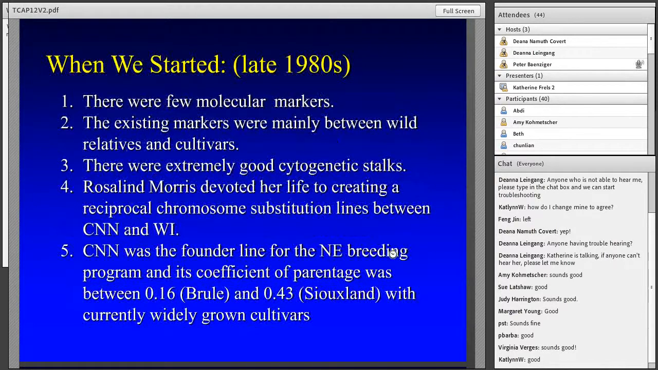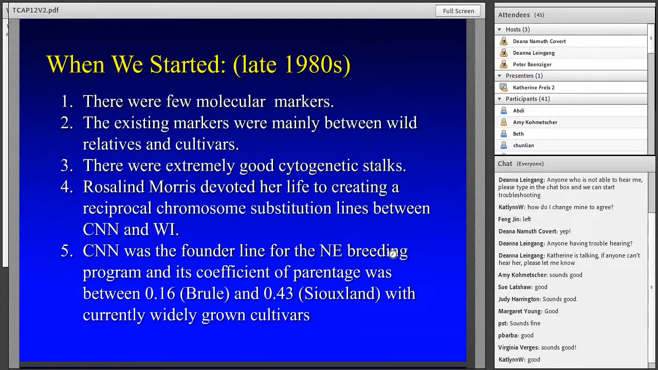Now, when we started, which was in the late 1980s, and the first student that worked on this project was Terry Berkey, there were extremely few molecular markers. The existing molecular markers were mainly between wild relatives and cultivars, so they were pretty much unsuitable to do anything in cultivated wheat. There were extremely good cytogenetic stocks, and Dr. Rosalind Morris, who was the cytogeneticist at the University of Nebraska, devoted her life to creating reciprocal chromosome substitution lines between two important cultivars.